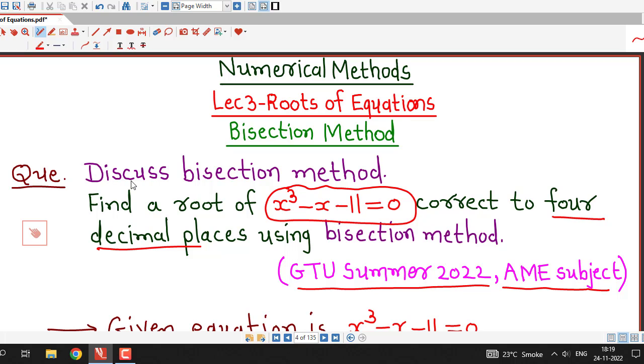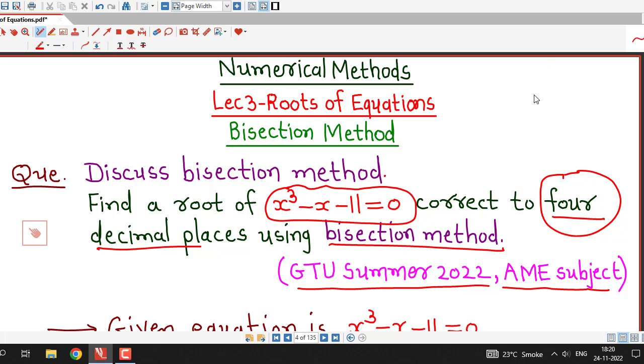First we read this question, discuss bisection method. So we have already discussed bisection method in lecture number 1. So you can write that description from lecture number 1. Find a root of x cube minus x minus 11 equal to 0 correct to 4 decimal places using bisection method. So here given equation is third degree polynomial equation and it is non-linear equation. So we have to find out its root correct up to 4 decimal places.